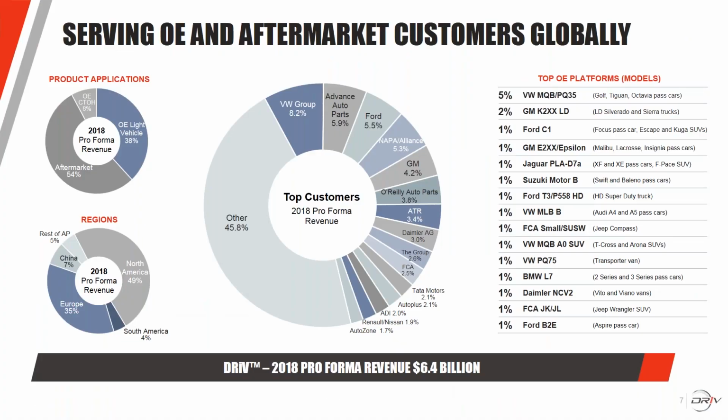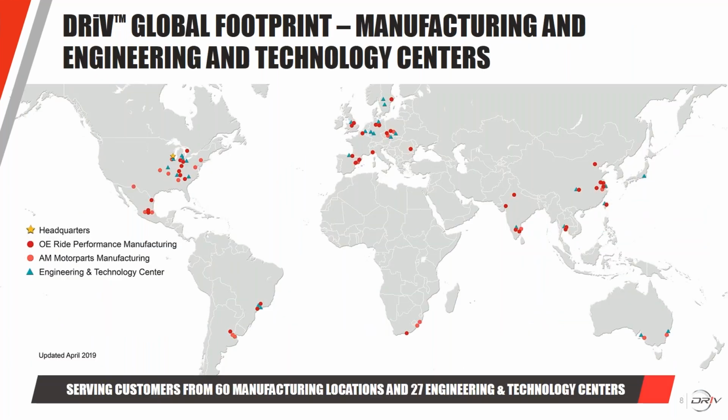If we talk about our revenue, we sell to Volkswagen, GM, Ford, lots of the different big OE customers. So we sell to a lot of people, but as Courtney mentioned in the introduction, we're about a $6.4 billion company made up of a lot of stuff. And as I said, we're truly global. Our headquarters is in the United States, but we have 60 manufacturing locations around the world, 27 different engineering centers.